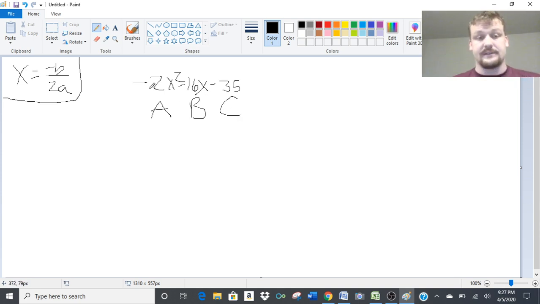For instance, if this negative 2x squared was swapped with the 35, the negative 2x squared would still be a. So don't always think that just because this is first, this is second, this one's third, that's going to be a, b, and c. It's not always like that. But anyway, this is the equation we're using.